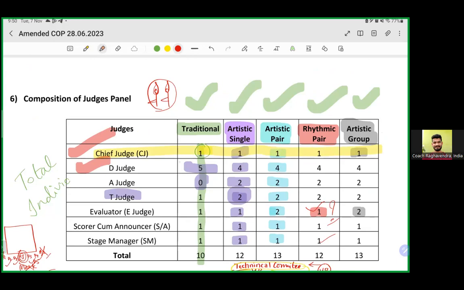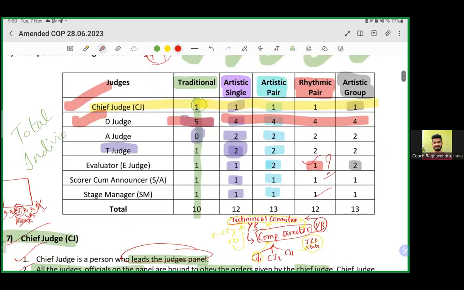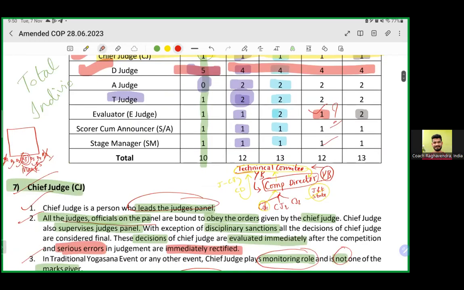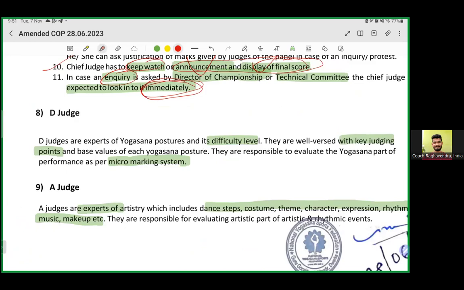In a traditional event, we have 5 difficulty judges. In all other remaining events, we have 4 difficulty judges. Let's see the work being done by the difficulty judge. The difficulty judge gives marks based on the yoga asanas. He only sees the asana, whether it is a traditional yogasana event or any of the 4 artistic events. He only looks at the asana and its perfection based on the difficulty level charts given to us, and gives the marks as per the micro marking system given in the code of points. So his work is to see the difficulty level and give the marks as per the micro marking system.